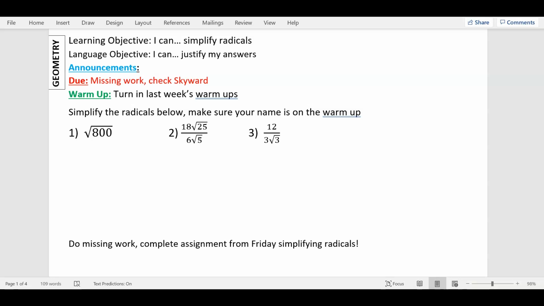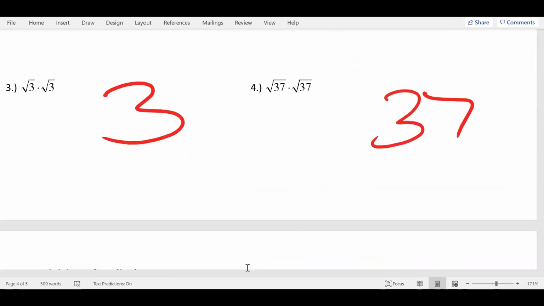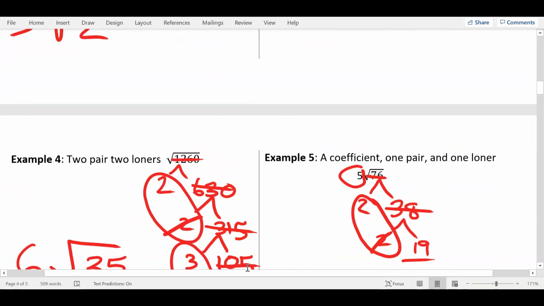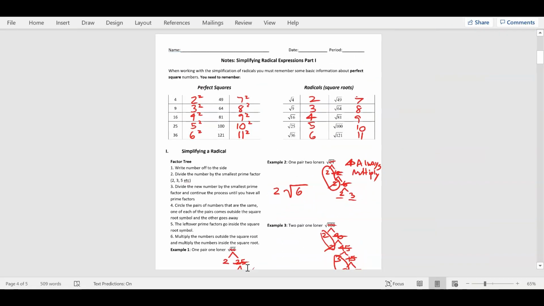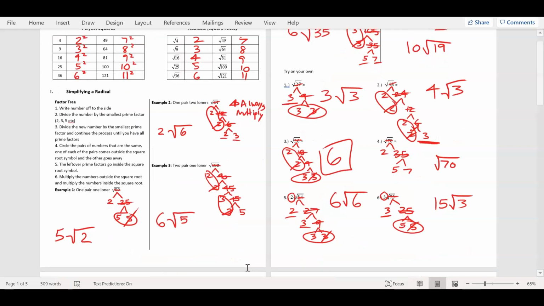Okay, we have the same objective as last week. We're simplifying radicals. Now, real quick, if you haven't been here for whatever reason, this might look like it could be difficult. These are the notes we did last week, but I'm going to show you on example number 1. If you can just break it down with a factor tree, and you know what the little rules are, it's not that bad.